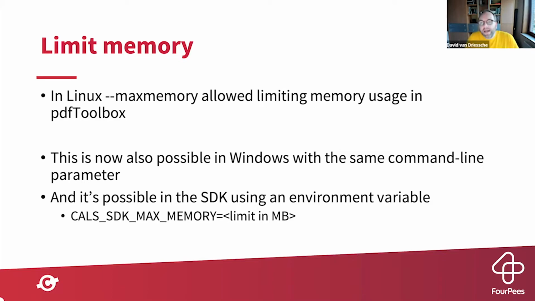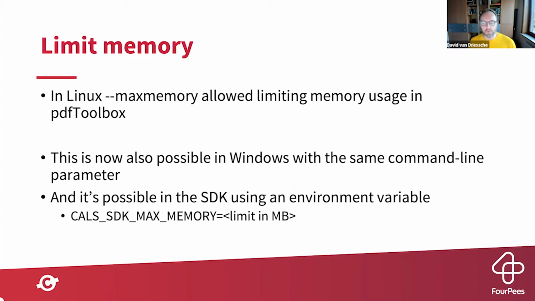You had in pdfToolbox the ability to use a command line parameter called max memory that limits the memory usage for pdfToolbox. And that command line parameter was there because on Linux, there was a provision in the operating system that did that. So basically, all pdfToolbox does is use a tool that is there, built-in support in the operating system that makes this work. From pdfToolbox 13, this is now also possible on Windows platforms, and it can be used on the command line using the same max memory command line parameter.